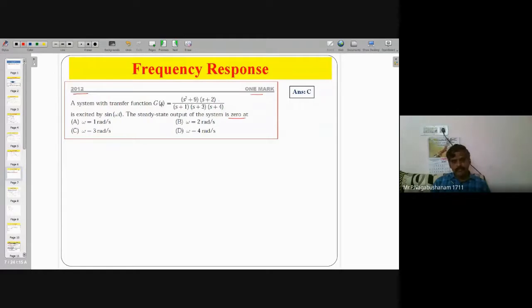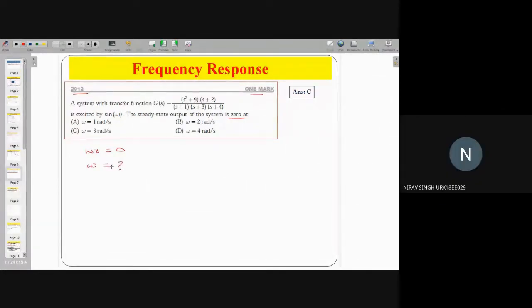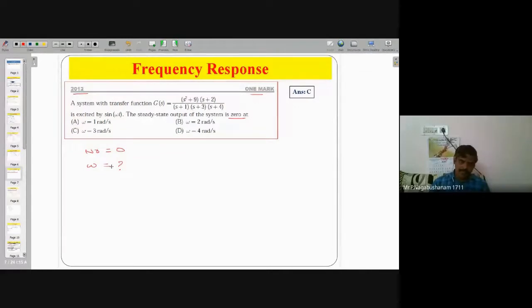Anybody can answer? Simply equate numerator to 0. Equating numerator to 0, 1 mark. Then tell me what is omega. So 3. Yes, 3 radians per second. Why? Because the other case is not possible.